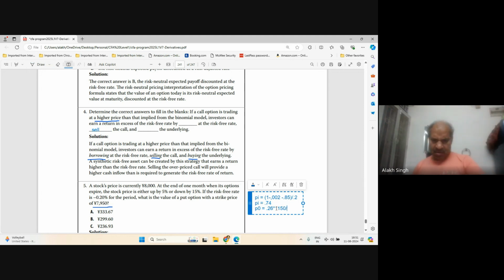Since R is negative, 1 plus R is slightly less than 1, so the value will be even more than that. Roughly it will be 0.998, because for 1 month the rate is 0.2%. So what is the value?